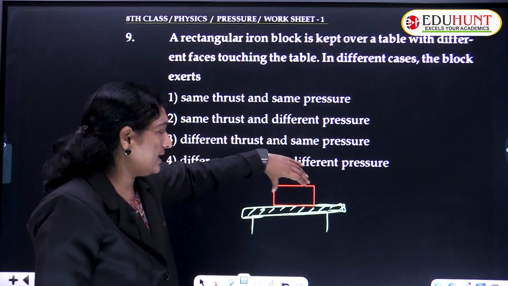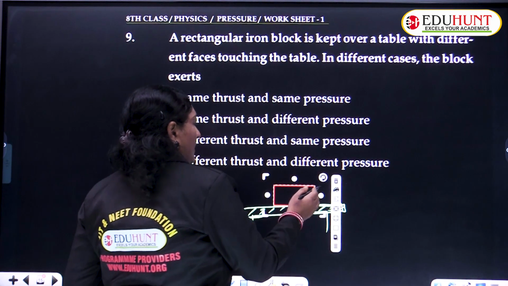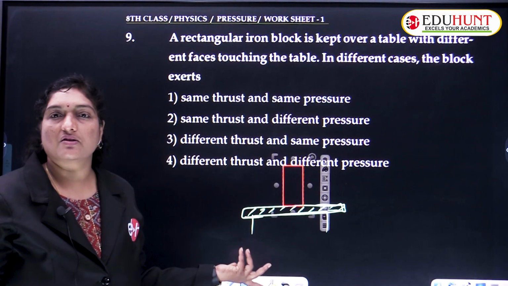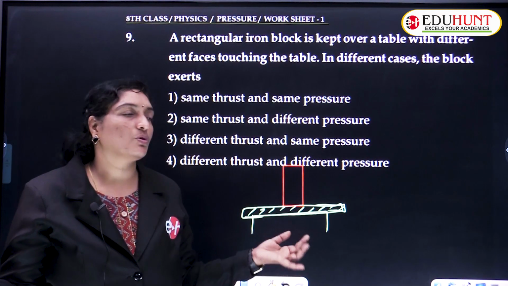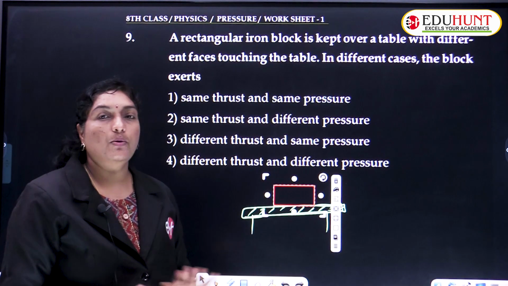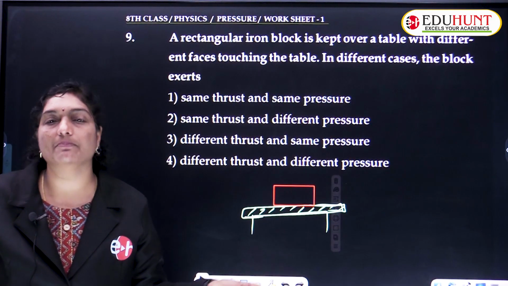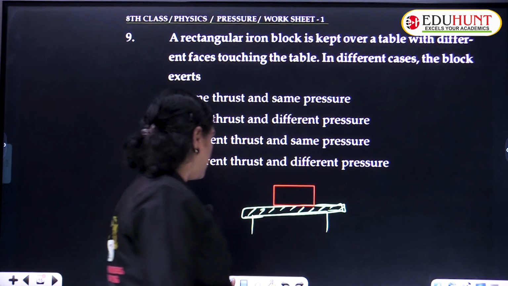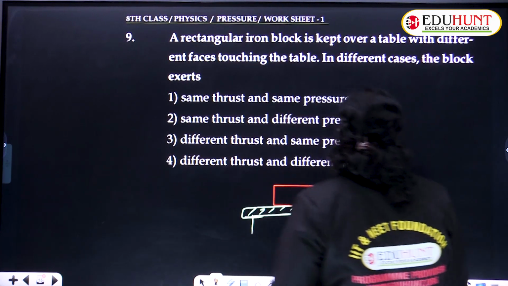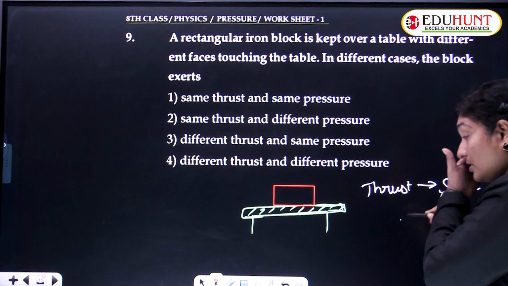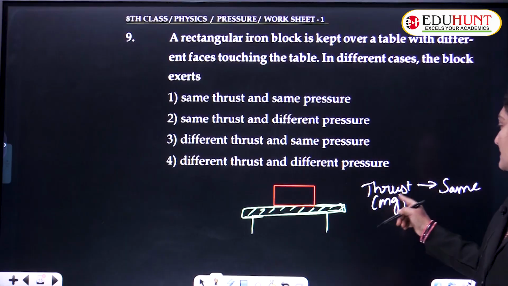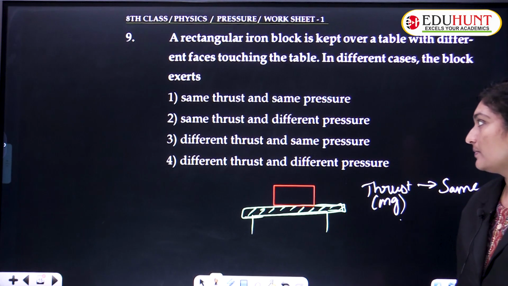If you keep the block in this direction or any direction, something like this, either way you keep, the mass of the body remains same and gravity also remains same. So weight of the body in this position or the previous position, both are equal. When weight remains same, thrust also remains same. So thrust is always same. It will not change because thrust directly depends upon the weight of the body. Mass is constant, g is constant, so thrust is constant.